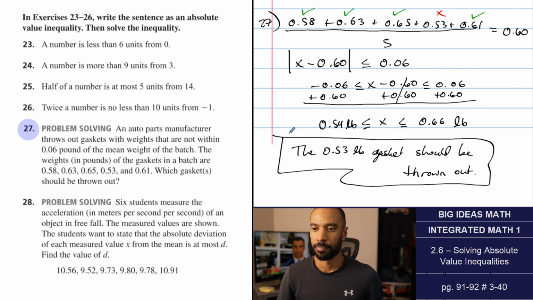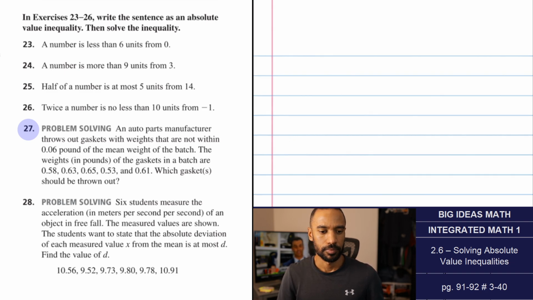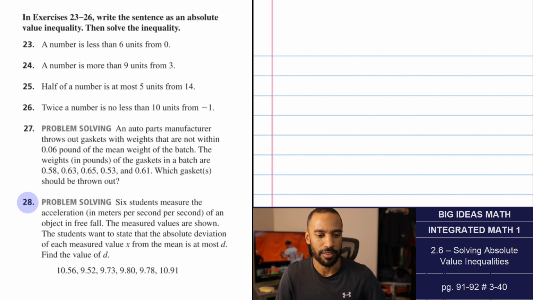All right. Okay, number 28. Looks like another absolute deviation question. 6 students measure the acceleration in meters per square second of an object in free fall. The measured values are shown. The students want to state that the absolute deviation of each measured value x from the mean is at most d. Find that value of d.